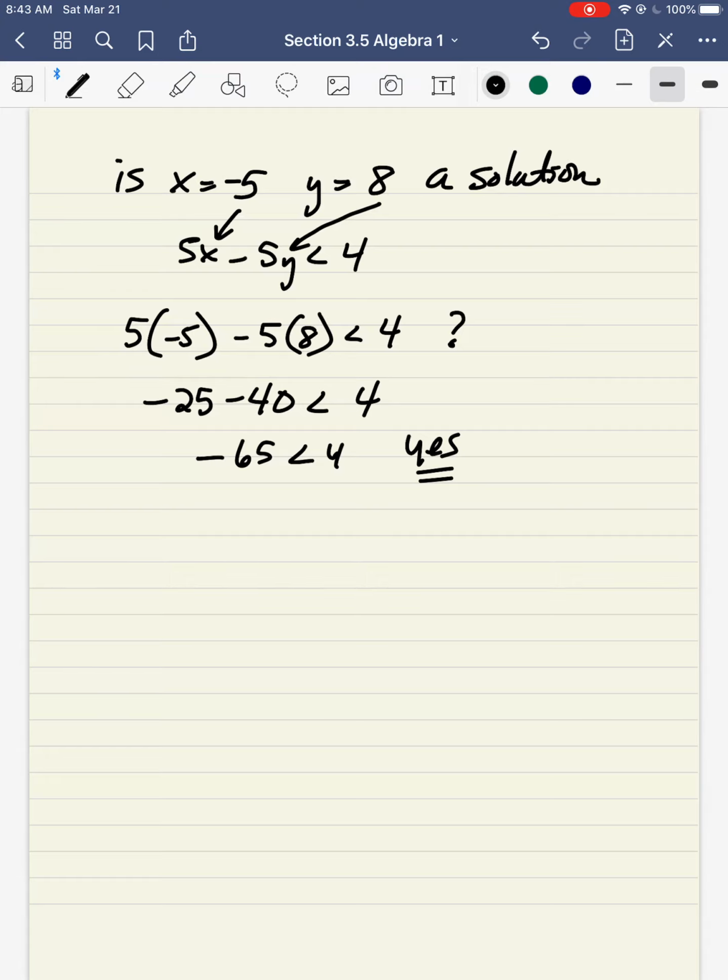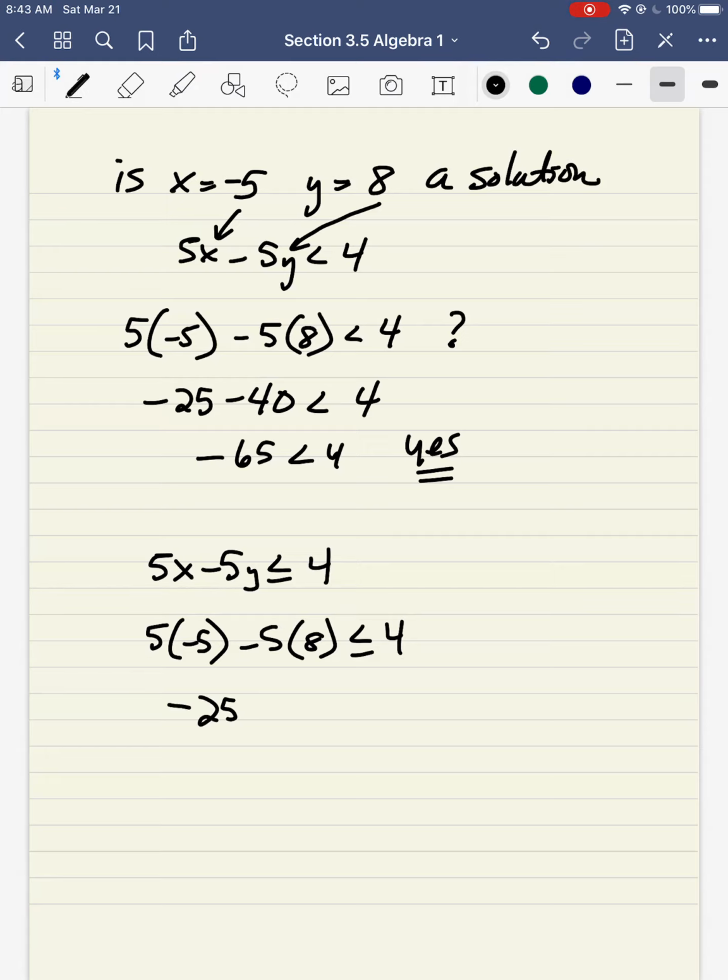Let's try one more. 5x minus 5y less than or equal to 4. So 5 times a minus 5 minus 5 times 8, is that less than or equal to 4? Minus 25 minus 40, is that less than or equal to 4? Minus 65, yes, it's still less than or equal to 4. The difference between these two problems is this one is strictly less than, this one could also be equal to 4, but as long as it fits the criteria, it's within range.